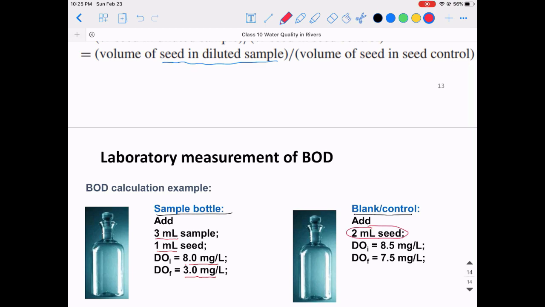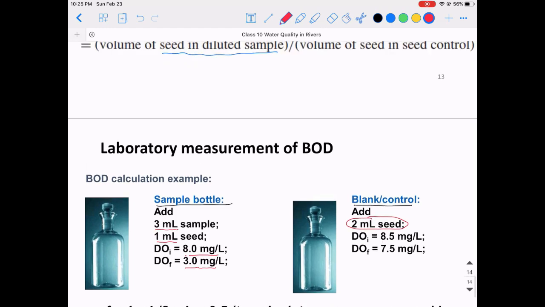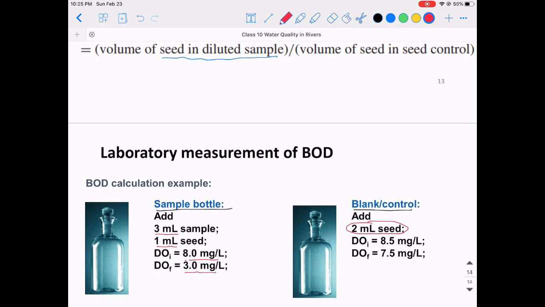And for the blank control, we're adding more seed. You see that here is 1 milliliter of seed, but here we actually added 2 milliliter of the seed. So at the initial time, for the blank group, it's 8.5 in terms of the dissolved oxygen, and at final time, the dissolved oxygen is 7.5. Okay, so how can we calculate the BOD if the results look like this? We can directly list the equation. So BODT is equal to, first in the bracket is the sample condition.